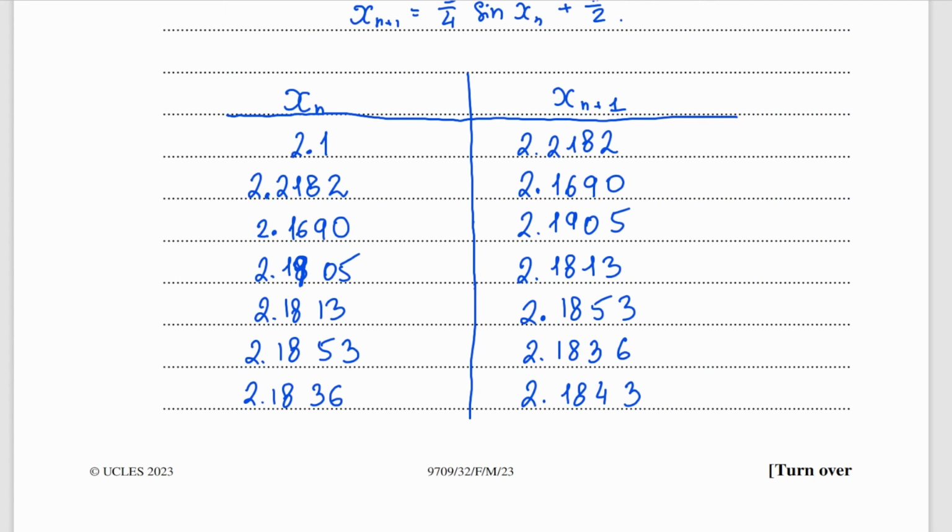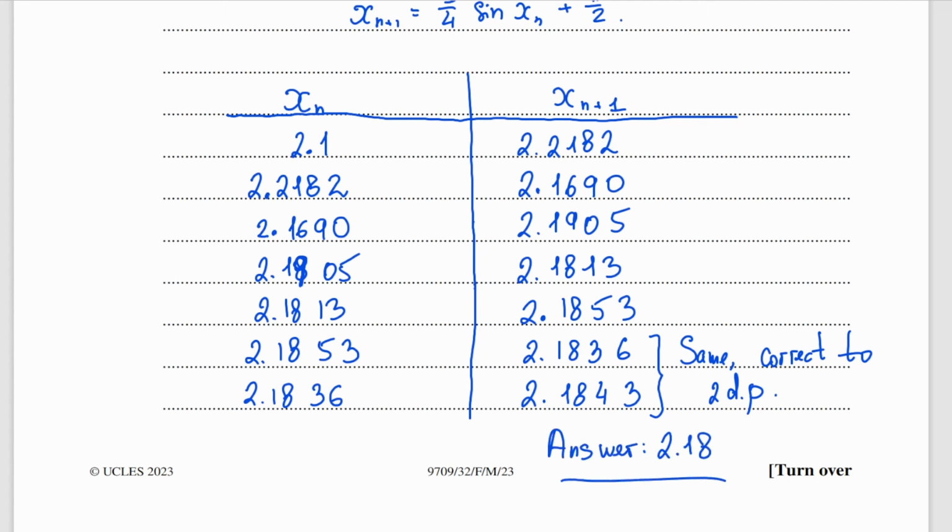And finally, I got the result, which is the same, correct to 2 decimal places. That means I got the answer, 2.18. Of course, your actual calculations could be different depending on your initial value of x, but nevertheless, our final answer should be the same, 2.18.